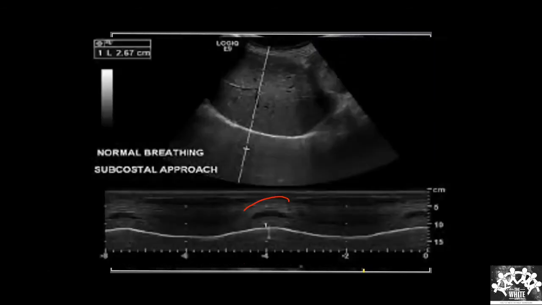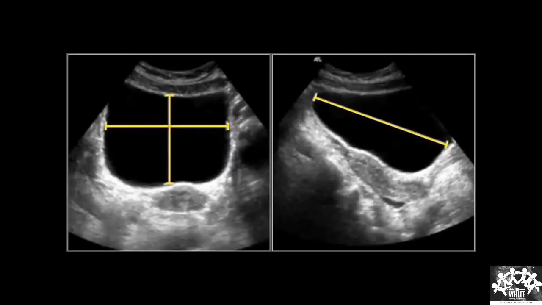What mode is this? Good, it is M mode. It's detecting the movement that is happening here. This is from the diaphragm. See how the diaphragm is moving. If I have to see diaphragmatic palsy, I put the M mode. What do you expect in the M mode in diaphragmatic palsy? A straight line. Good, a straight line will be seen.